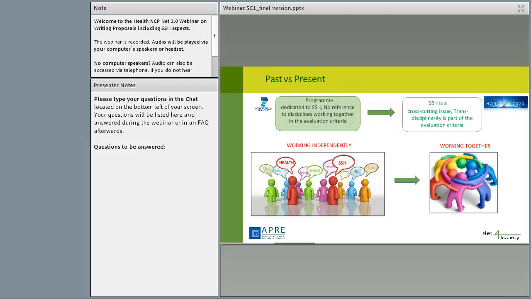In FP7, we used to have a standalone program called Socio-economic Sciences and Humanities. That was something that used to work independently, not together with other disciplines. Right now, with the Horizon 2020 program, we find that the Socio-economic Sciences and Humanities, the acronym is again SSH, is a cross-cutting issue. Transdisciplinarity is a fully integrated part of the evaluation criteria of each proposal submitted for Horizon 2020. And the mandatory issue is to work together to integrate the socio-economic sciences and humanities in each part of Horizon 2020.